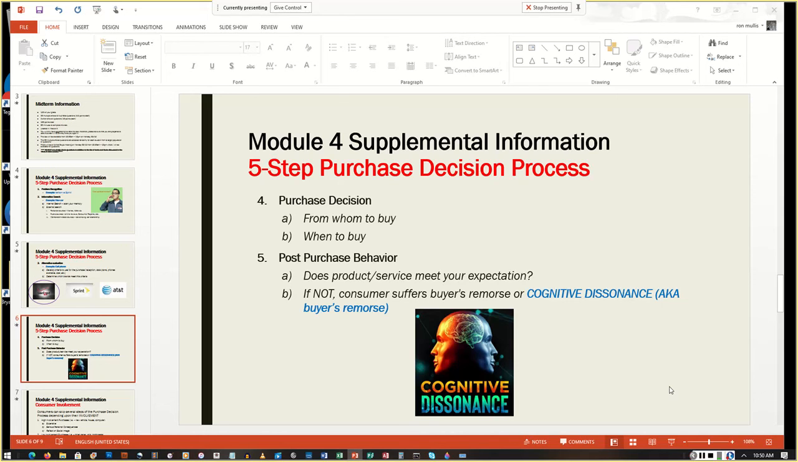Marketers want to ensure that buyer's remorse is avoided, and they can do this by being as truthful as possible when they're doing the advertisements, and just making sure that the customer understands what they expect versus what the product or service is going to give to them.